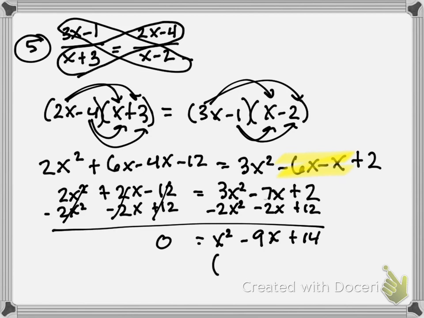Okay, so can we factor this? Why, yes, we can. 2 factor pairs. X times x gets us x squared. 14 is 7 and 2, right? 7 plus 2 is 9. We want negative 9, so they're both going to be negatives.